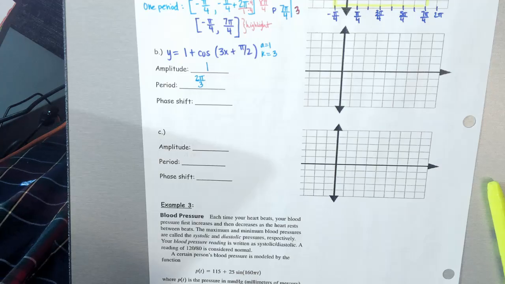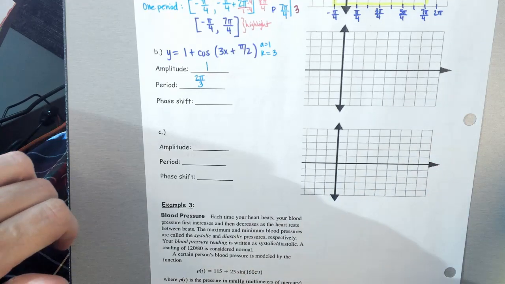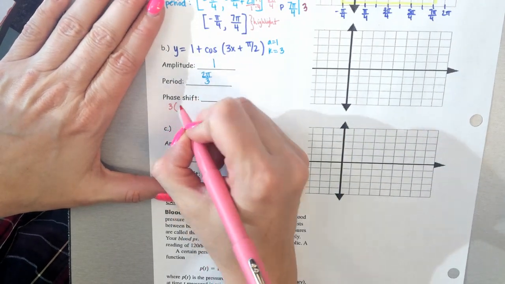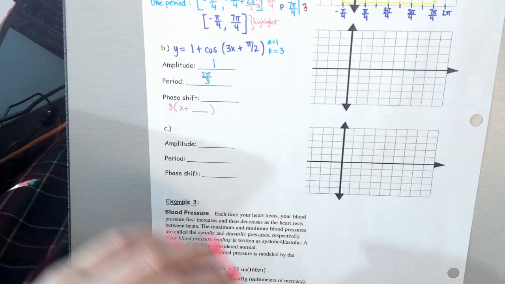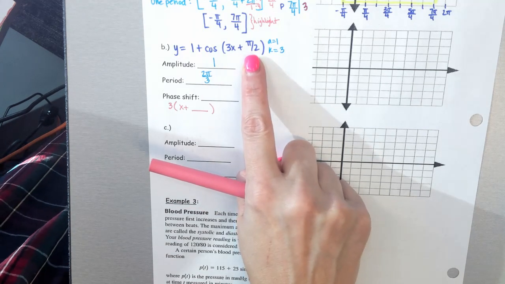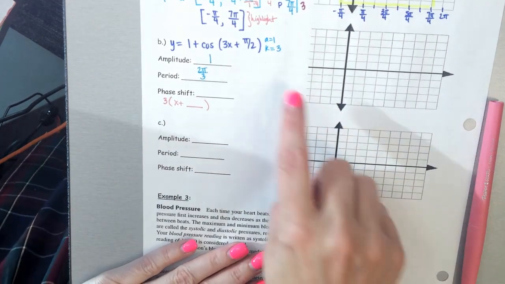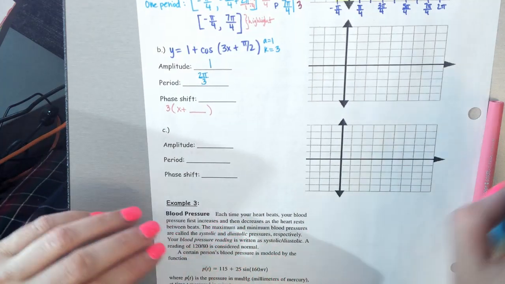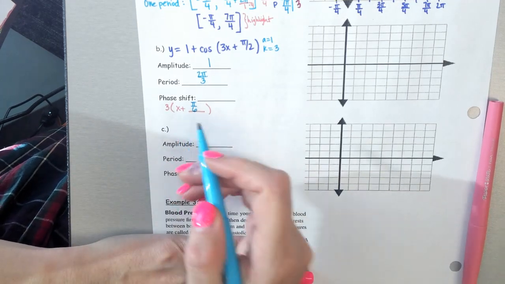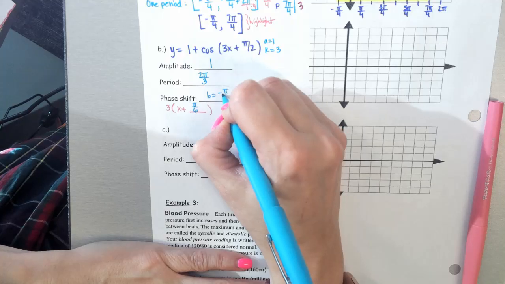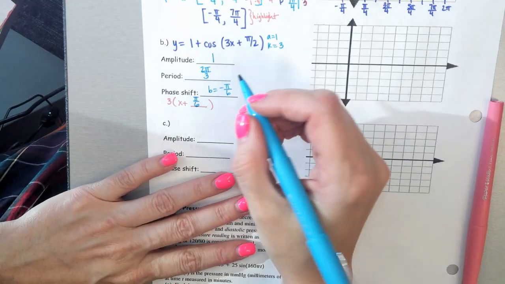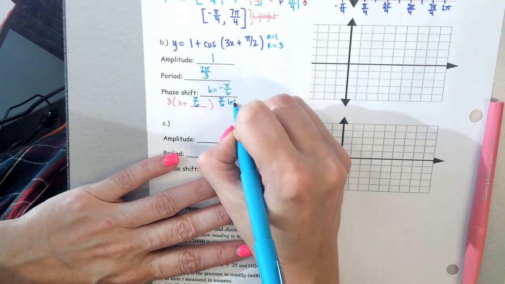And then to find the phase shift, we have to do what we did earlier and factor out the 3. So your phase shift is not negative pi over 2. You have to factor out the 3 so you can find that value. Remember that when you are dividing something by 3, if it's a fraction, you're just multiplying it by 1/3. So pi over 2 times 1/3 is pi over 6. And because you have a plus, this is going to be negative pi over 6. What that means is we're going pi over 6 to the left.